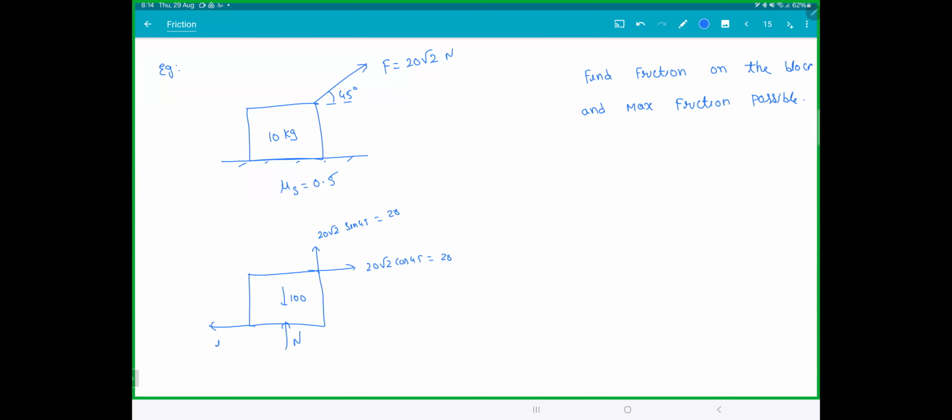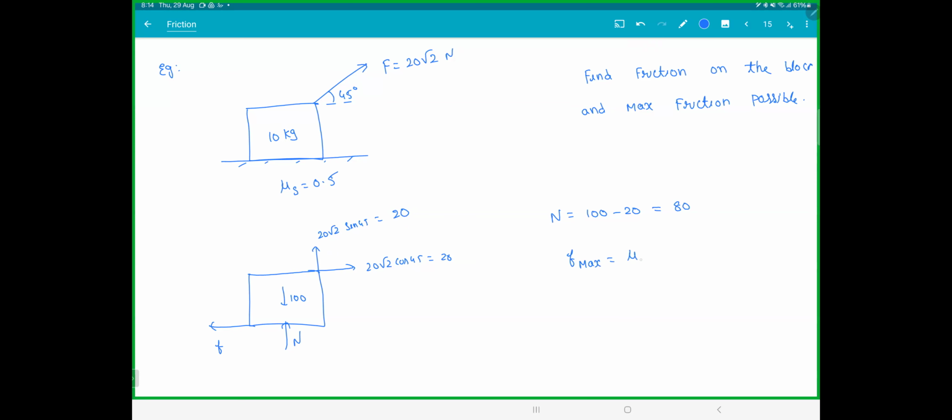Now, be careful. Don't write F max here. I just wrote F. So what is F max? First of all, what is N? N is 100 minus 20. N is not 100. Be careful. Don't say N is equal to mg. यहाँ पे vertical force भी है system पे. That is a mistake people do.